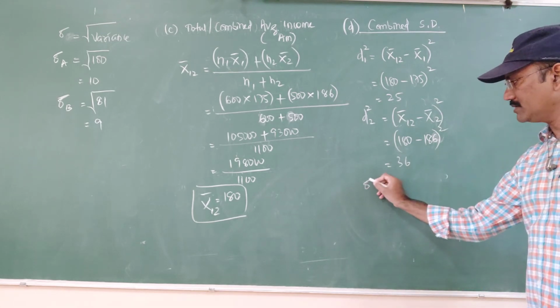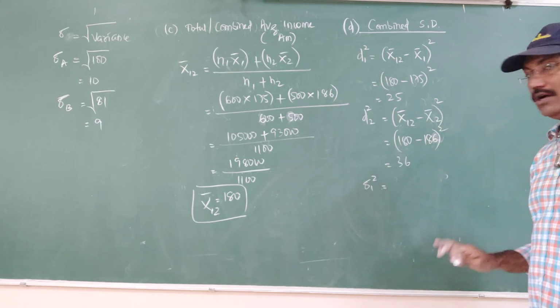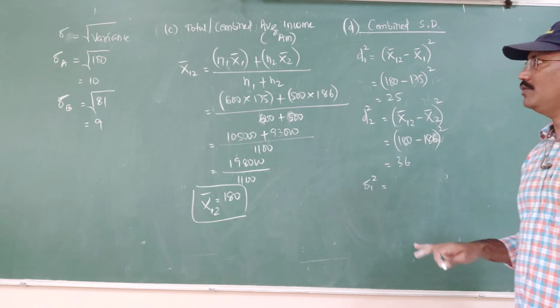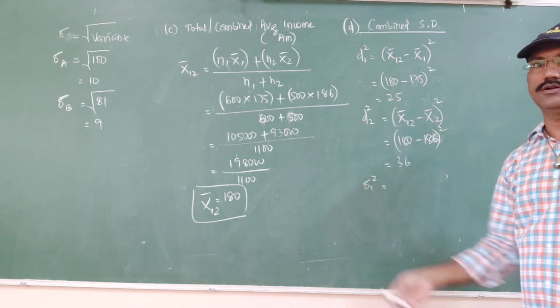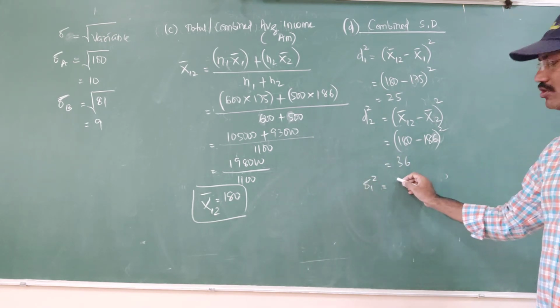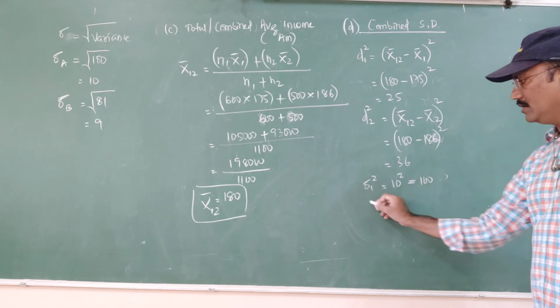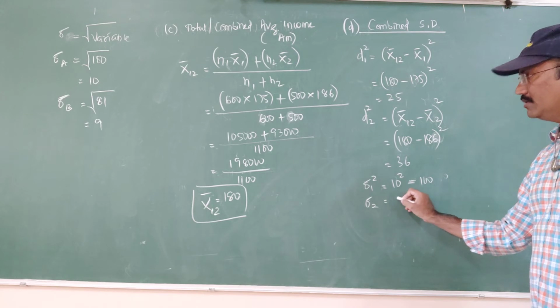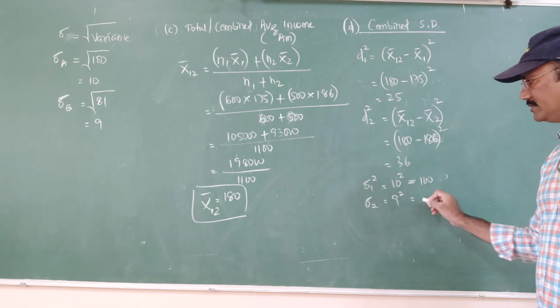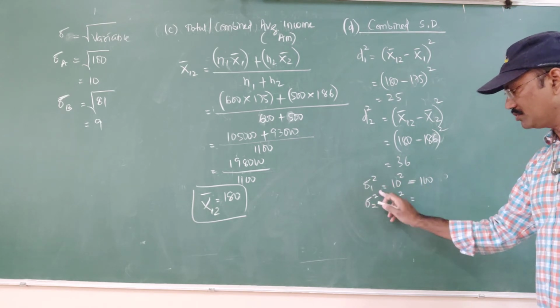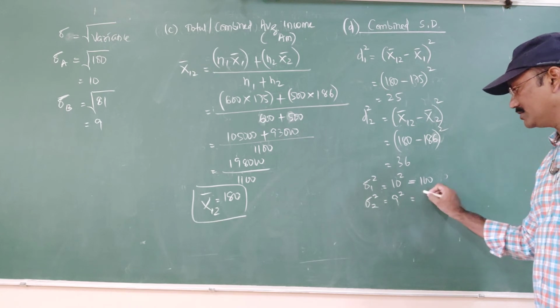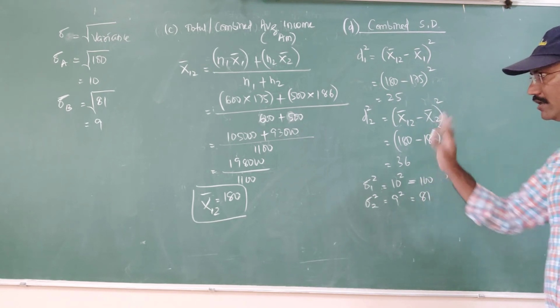Now we need to find the standard deviation 1 square. Also we need standard deviation 2 square. Why we need them, we will see. The standard deviation of the first one is 10. 10 square is equal to 100. Then standard deviation 2 is 9. 9 square is 81. So these two we need in the formula.